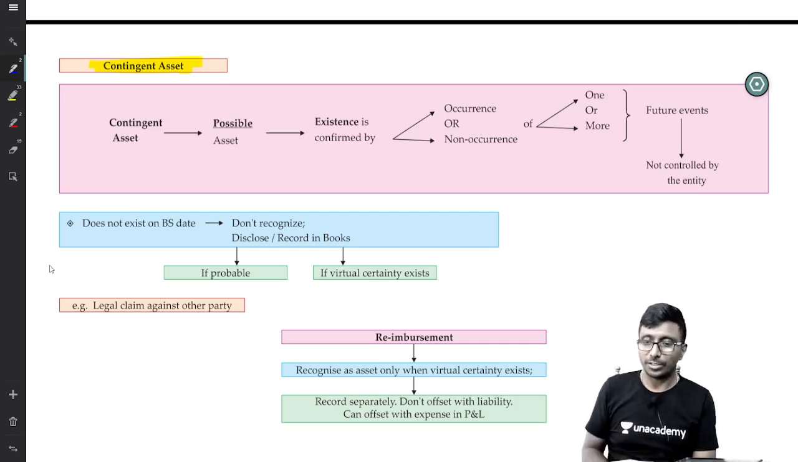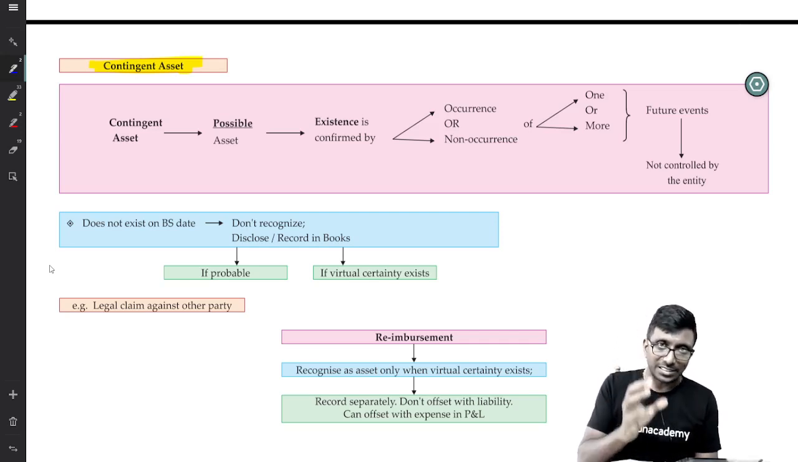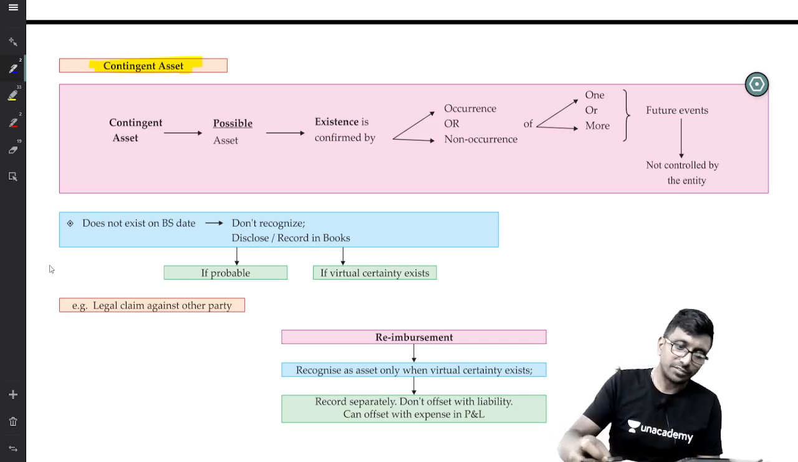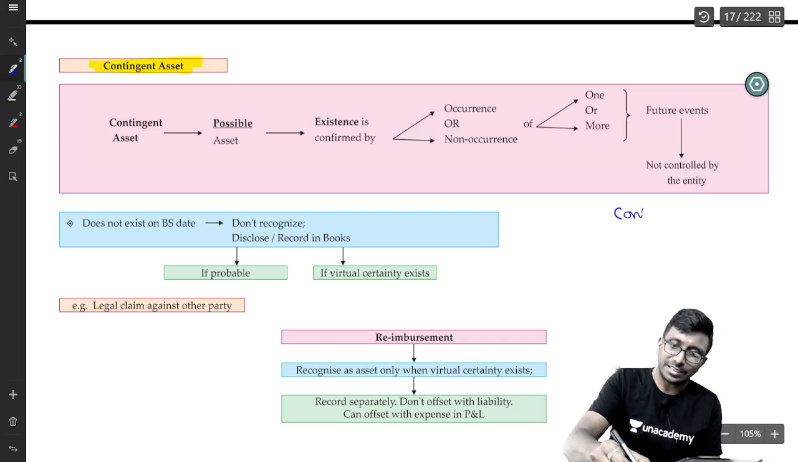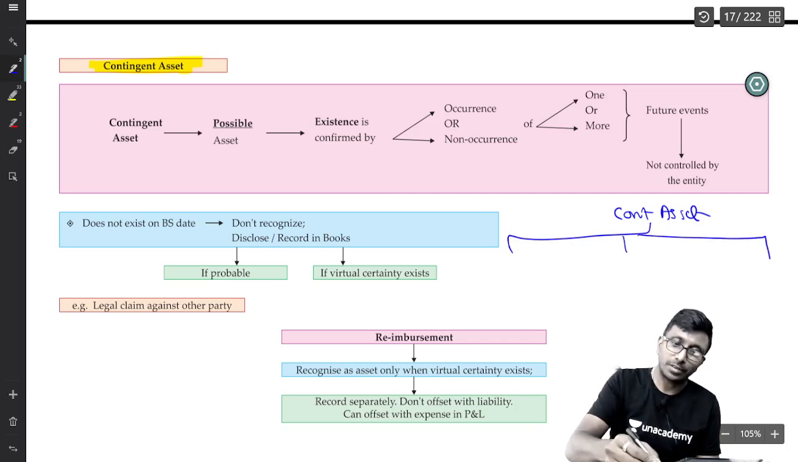Listen carefully. Contingent asset is again a possible asset. Let me write it here in a simple way. When I say contingent asset, the question you should ask me, sir, is it possible? Yes, sir, it is possible, sir. Okay. No, it is probable, sir.